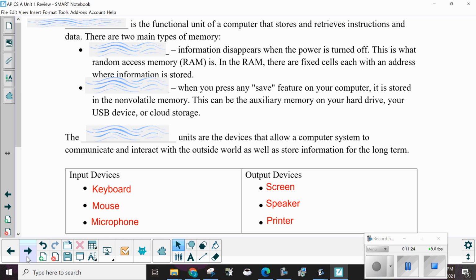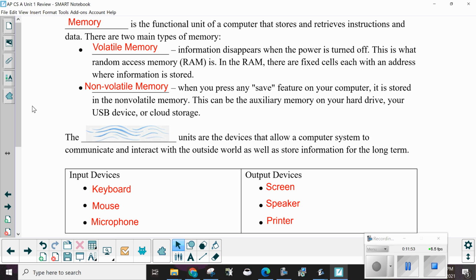Now, memory is the functional unit of a computer that stores and retrieves instructions and data. There are two main types. First, we have volatile memory. This information disappears when the power is turned off. This is what we call random access, or RAM memory. In the RAM, there are fixed cells, each with an address where information is stored.